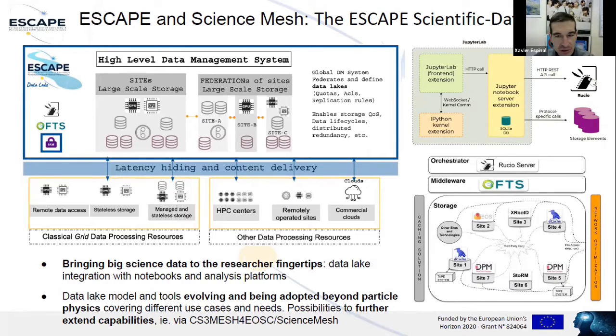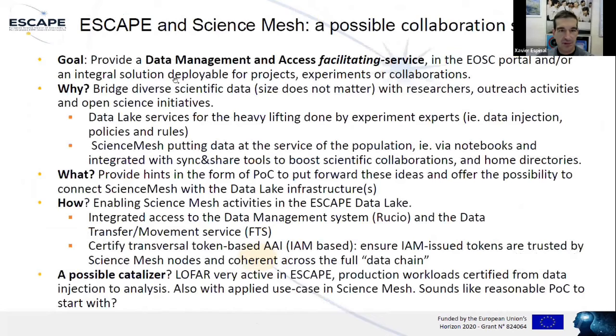So probably, Rita, you can move to the second slide, which is basically the meat of this intervention. So what is the goal? What is the goal and possible collaboration with ScienceMesh? And I wrote it here very raw, I think, is to provide a data management and access facilitating service, something that can be exported in the user portal or the experiments can deploy and can use, which basically means an integrated data management and data access compound layer, which means software.